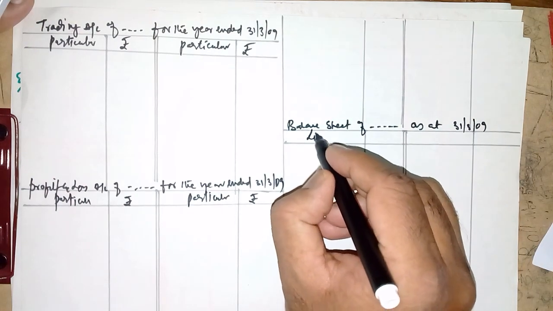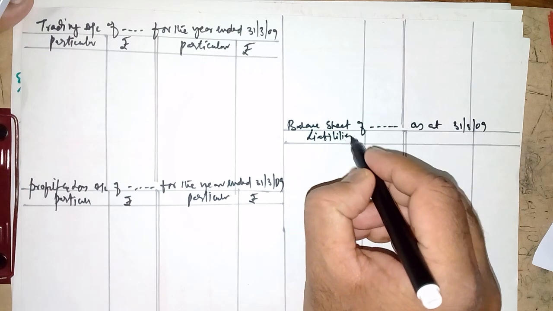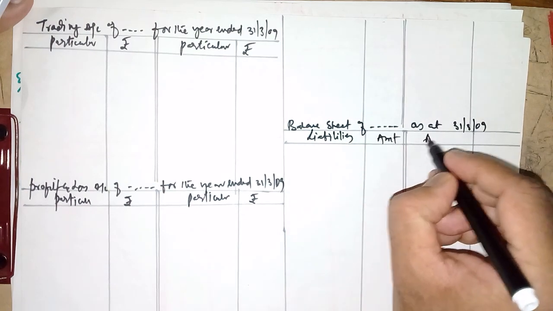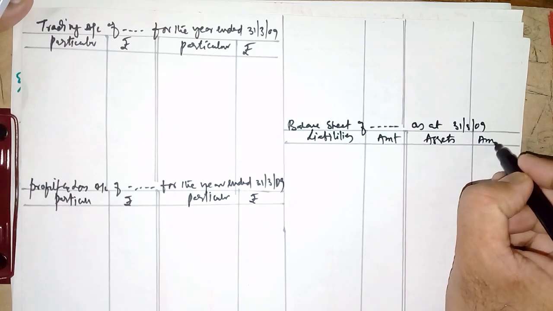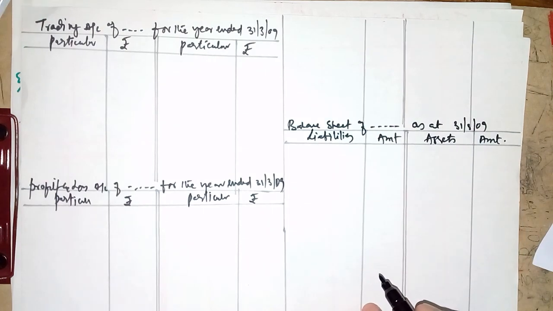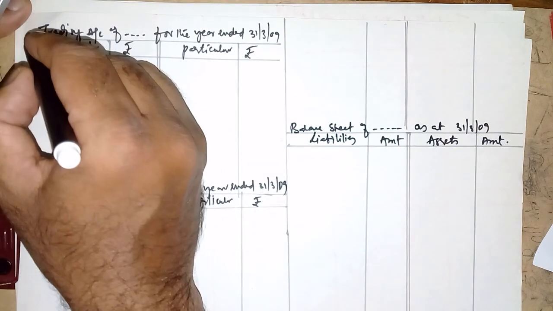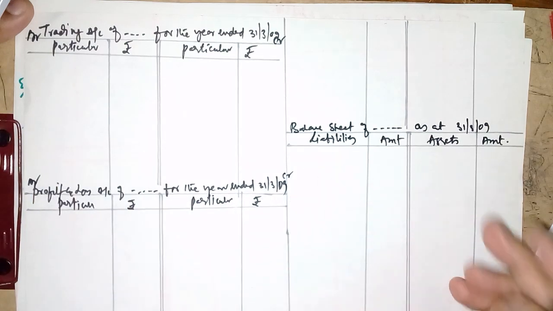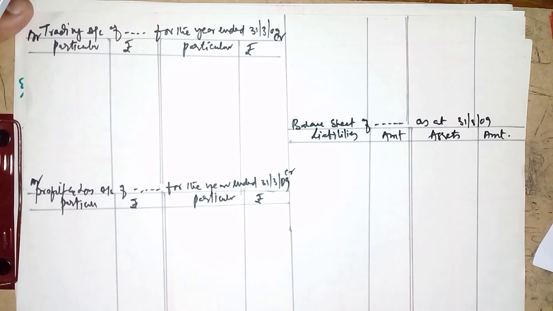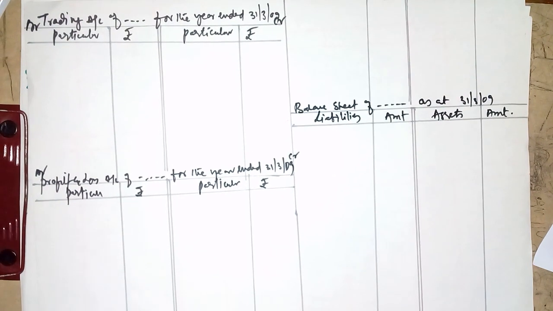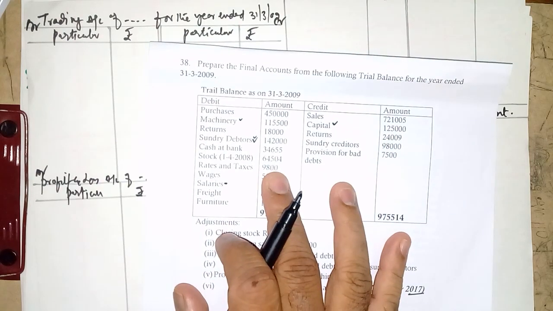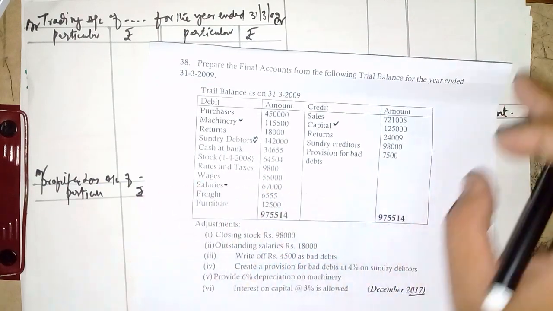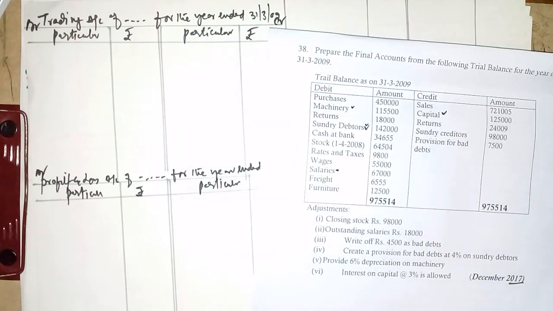So we write liabilities, amount, assets, amount. As you are already aware, trading and P&L are accounts with debit and credit, whereas the balance sheet is a statement. There is a basic difference between the trading and P&L and the balance sheet. Once we have drawn the entire format, we will start with the question. As I have told you, we will prepare all three simultaneously.